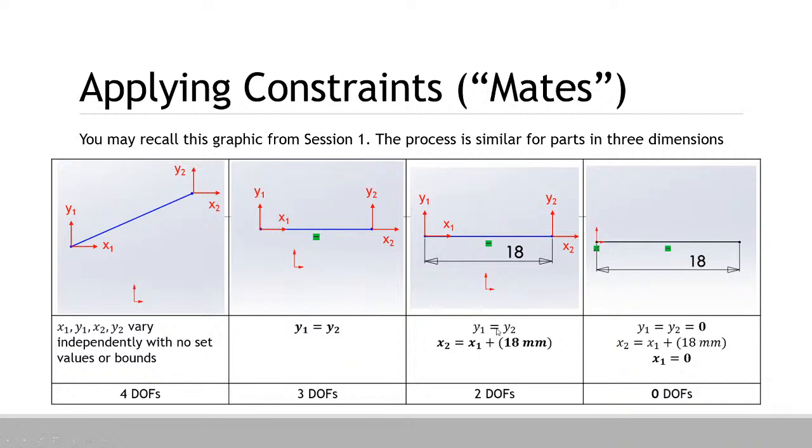As you're doing that, you're applying equations that constrain these values until you ultimately end up with 0 degrees of freedom. In SOLIDWORKS, in sketches, unconstrained geometry is blue, and what you want is fully constrained geometry, which turns black. Now we have a similar thing in 3 dimensions.